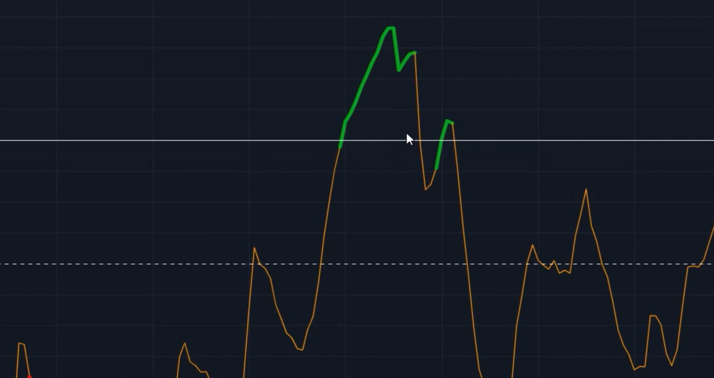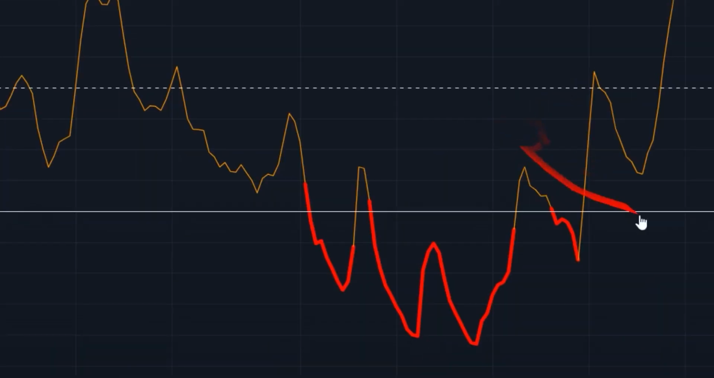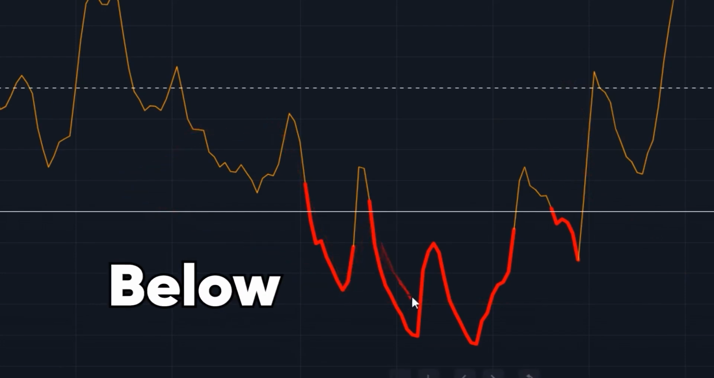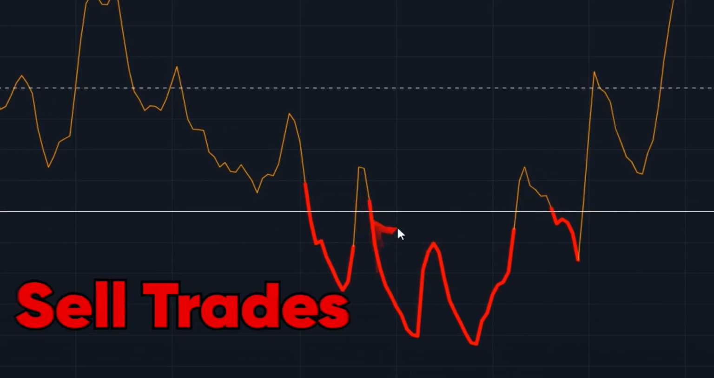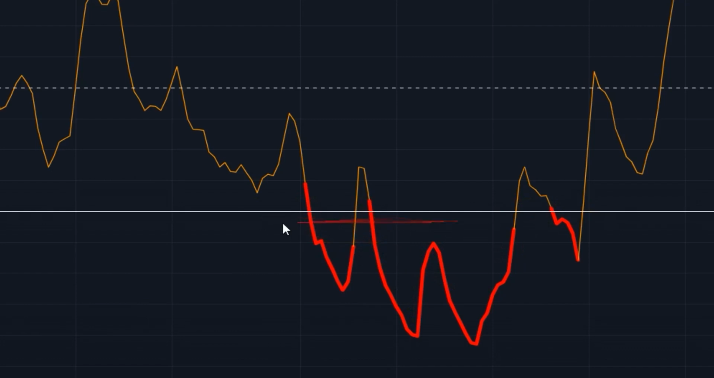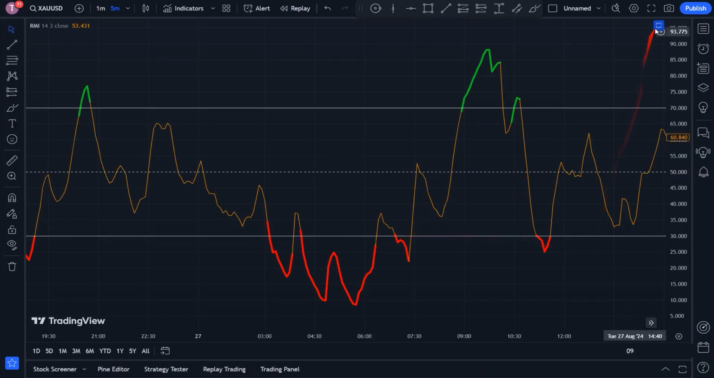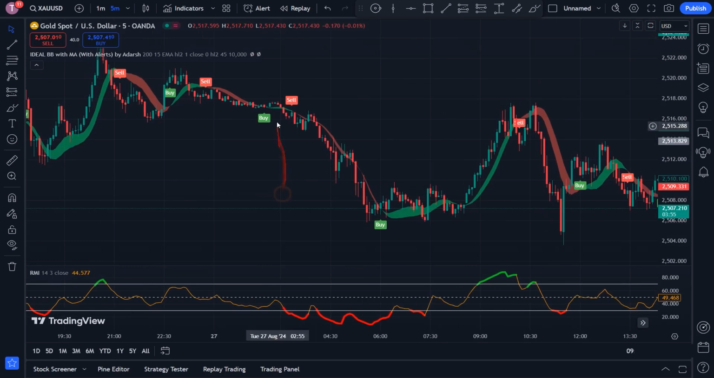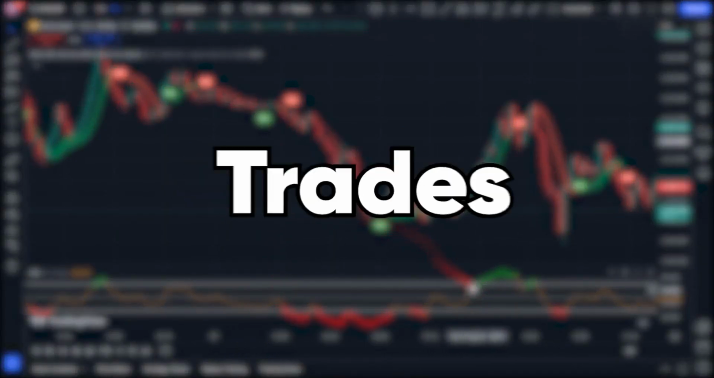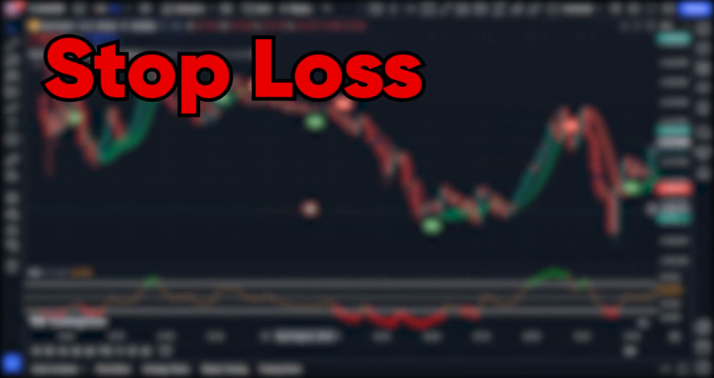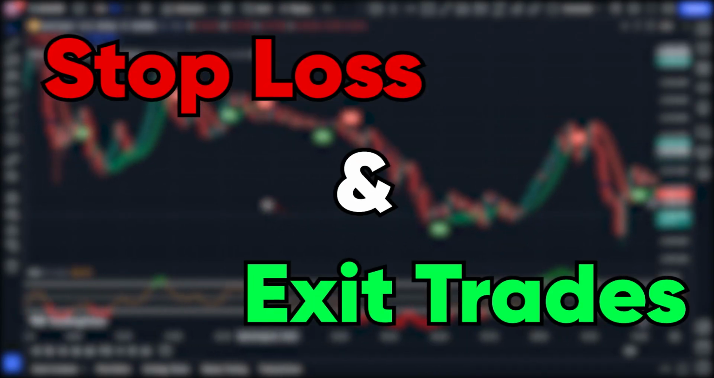However, there is also the opposite situation. When the RMI line changes color and turns red, dropping below level 30, we should wait for a strong downward trend to begin at this point so that we can open our sell trades and make a good profit. Now that you have learned how to work with these two indicators independently, we need to combine them, and I'll teach you how to enter trades, where to set your stop loss, and when to exit your trades.